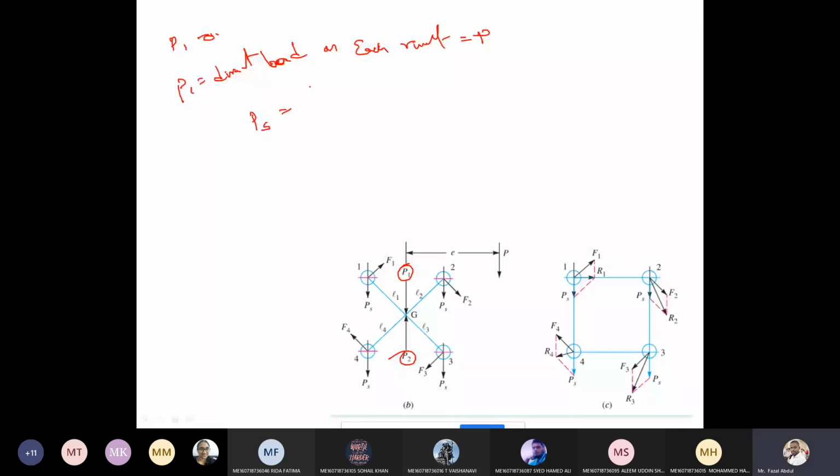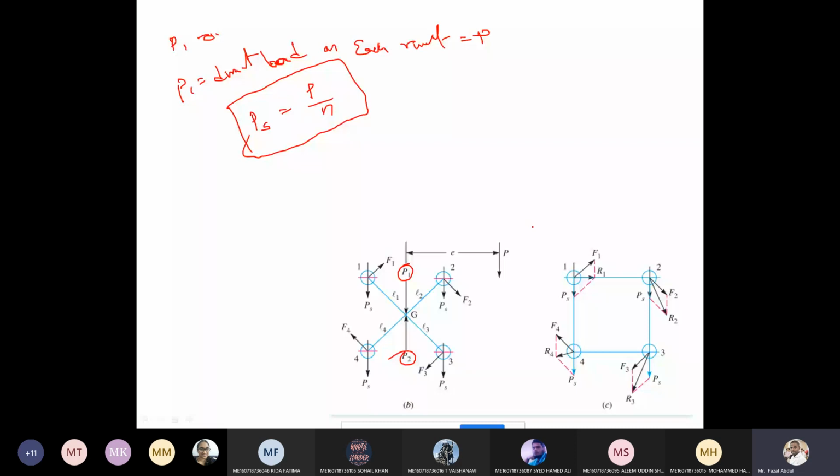Suppose there are four rivets, so divide the direct load by 4. If there are 6 rivets, then P by 6. If there are 10 rivets, P by 10. Like that we have to calculate. So due to the direct load there is a shear stress, that is P shear equals P load by number of rivets.